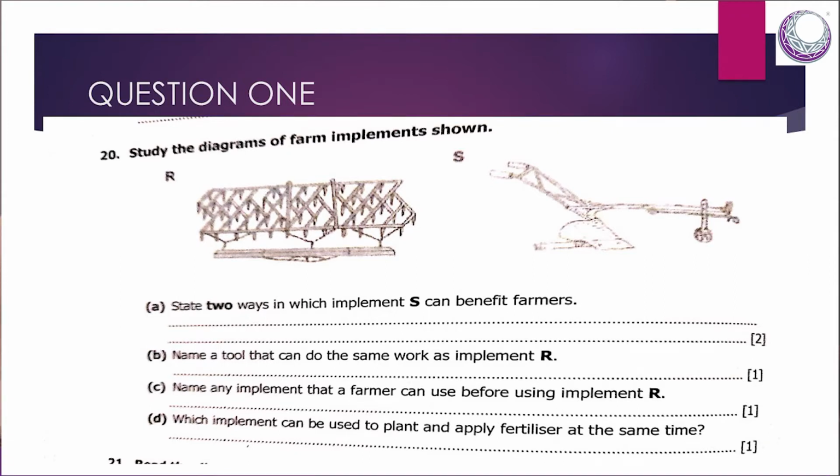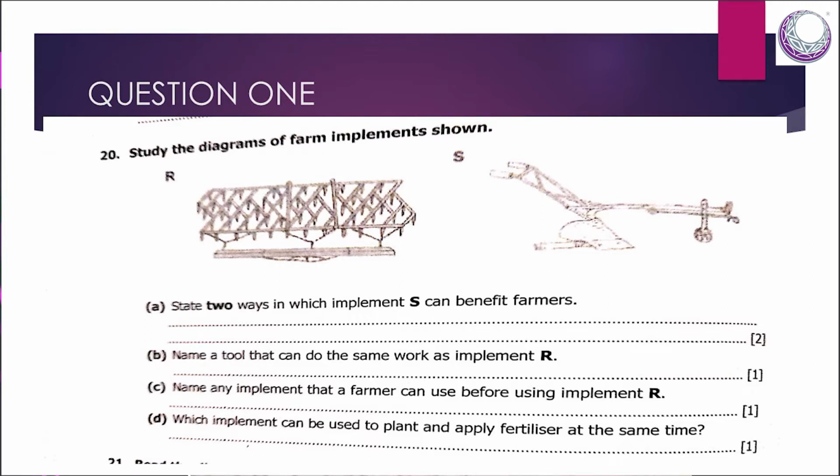We move on to item C. Item C reads, name an implement that a farmer can use before using implement R. Implement R, like we said, is a zigzag harrow. And this implement is used for secondary tillage, meaning the tool should be for primary tillage. Hence, the answer is a plow. It could be a mould board plow or a disc plow.